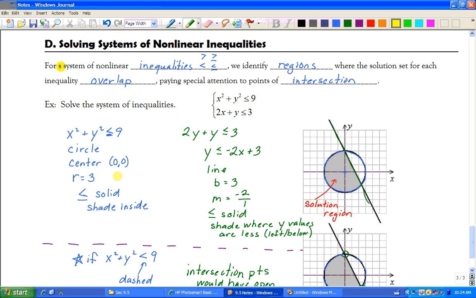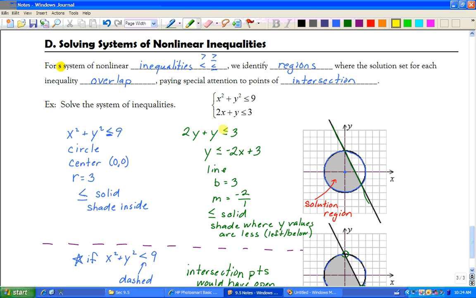Our radius is 3. And when we draw this in, this is going to be a solid circle because of the equal part of the inequality. And we're going to shade inside because it is less than. If you want to, you can pick a test point inside the circle, plug it back into the equation and see if it makes our inequality true, and then you know that's the part to shade. If you pick a test point and it's not a solution to the inequality, you know you're going to shade the other part, the outside.